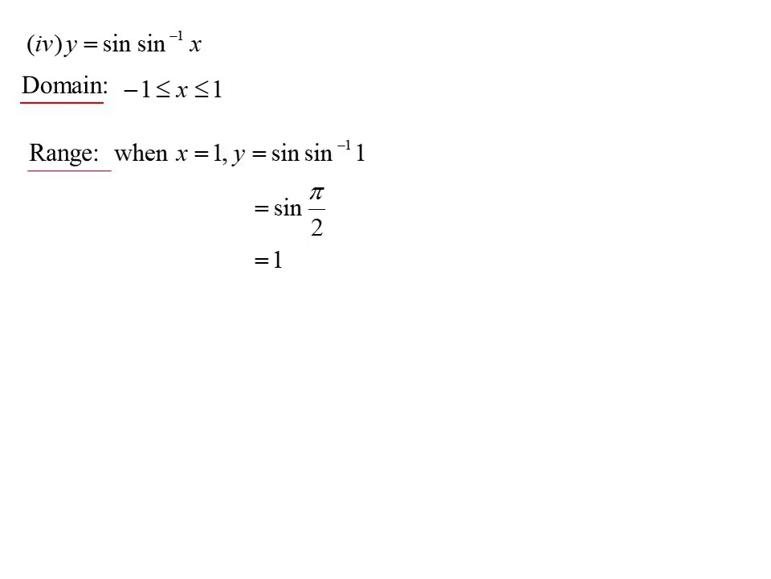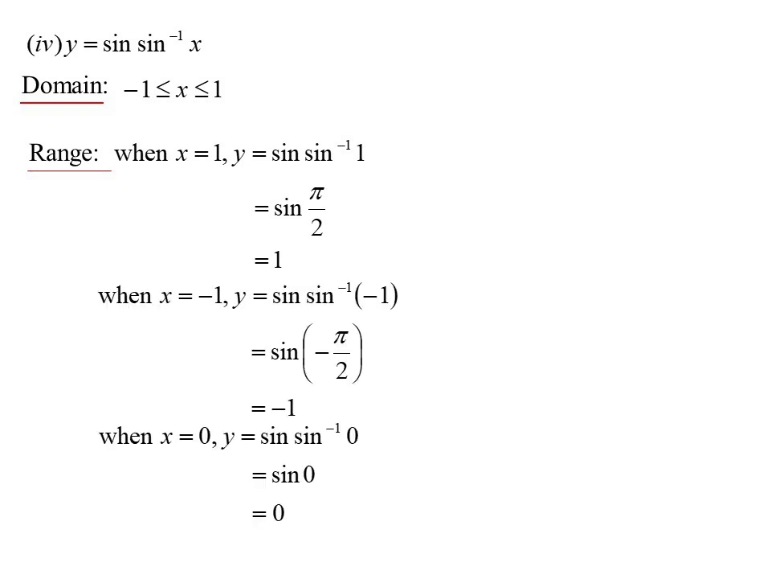The range, I've now got a restricted domain. Let's see what happens. When x equals 1, we get the sine of the inverse sine of 1, which is sine of pi on 2, which is 1. When it's -1, I get -1. In the middle, when it's 0, I get 0. Again, not hugely surprising here, because we think of y equals x, kind of makes sense.